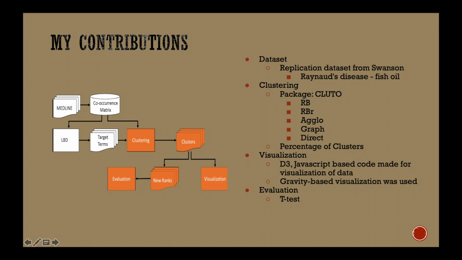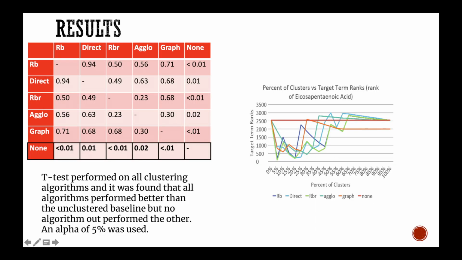Something else that should be noted is that the ideal percentage of clusters is not known because no research has been done, and therefore I increased it by 5% each time. And then after the clustering is performed, they are visualized using D3, and then they are evaluated using a t-test. In this experiment, we are able to reject the null hypothesis, as all the alpha values were less than 0.05 when compared to the baseline. Also, the percentage of clusterings versus the target term rank shows that at 40%, the effectiveness of clustering decreases.